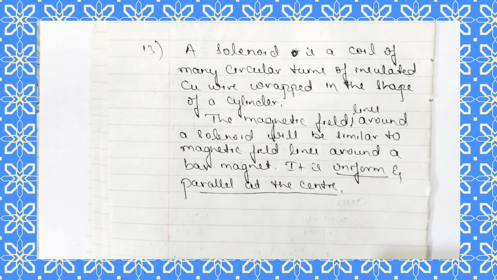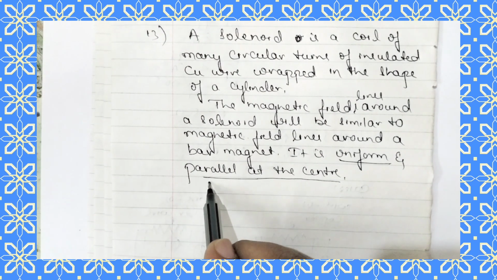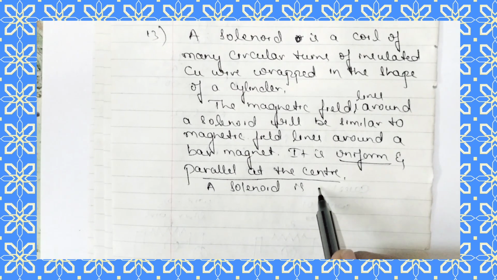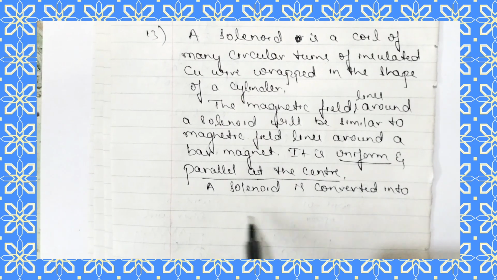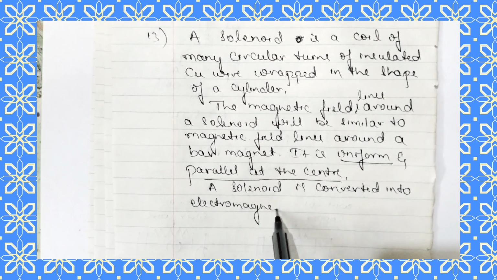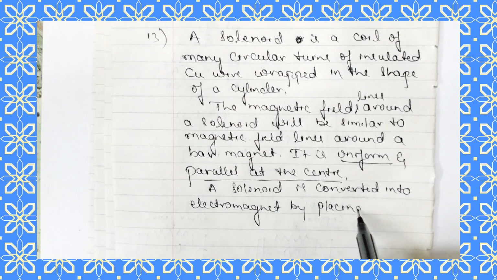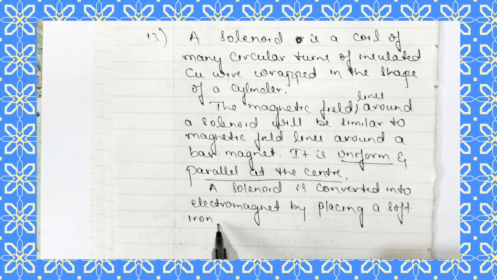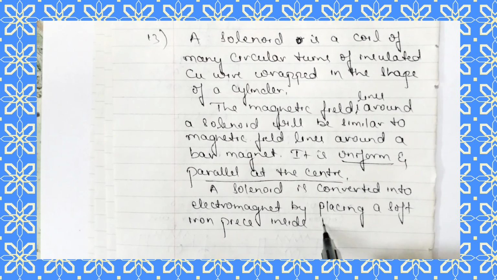Then, how to convert a solenoid into an electromagnet? A solenoid is converted into an electromagnet by placing a soft iron piece inside the core.